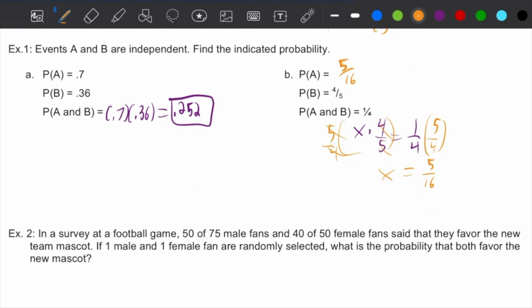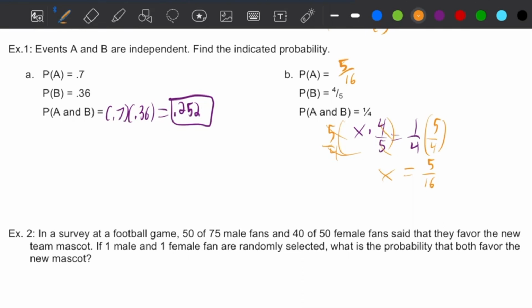Example 2, in a survey at a football game, 50 of 75 male fans and 40 of 50 female fans said they favor the new team mascot. If one male and one female fan are randomly selected, what's the probability that both favor the new mascot? So the question becomes, is this independent or dependent? Well, was what the male says going to impact what the female says? No, they shouldn't, as long as they were already surveyed beforehand. They were already given their answer, so there's no way they're going to answer based upon another. And whether you select a male who favors or doesn't favor has no impact on whether the female fan favors or doesn't favor it.